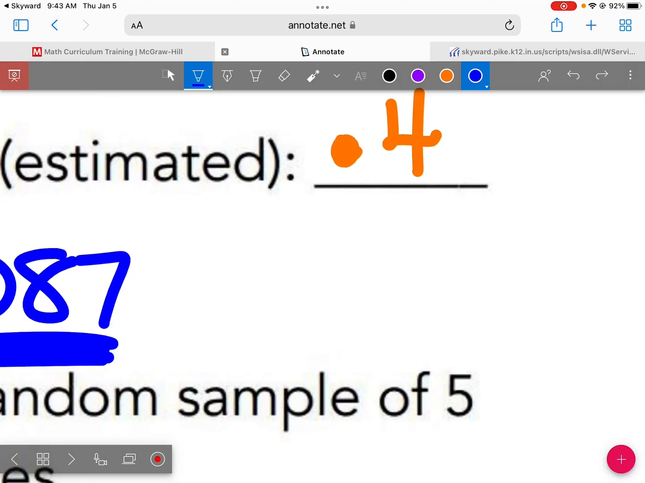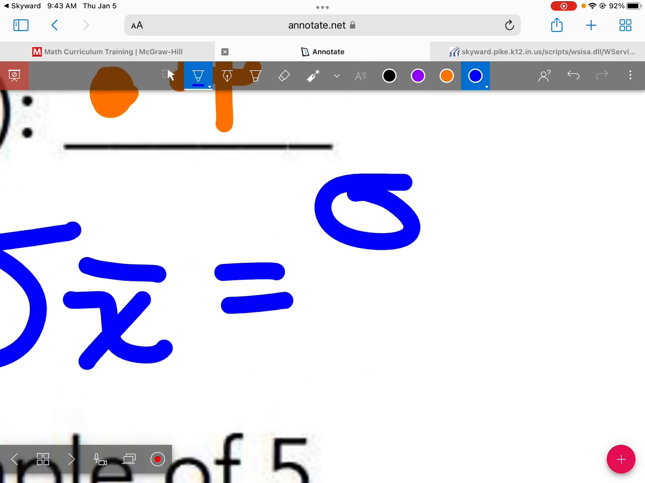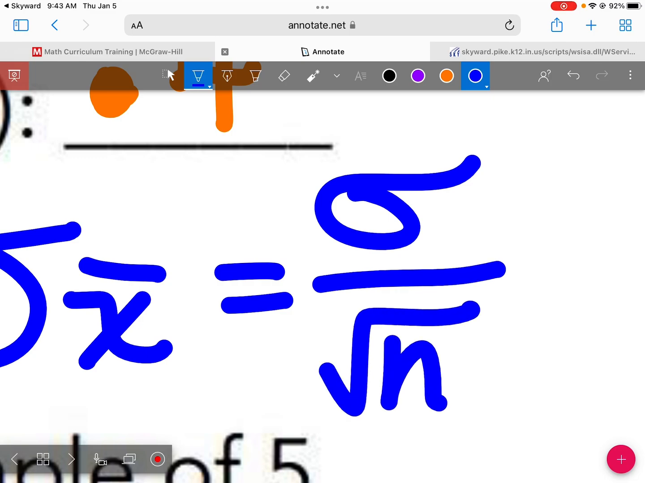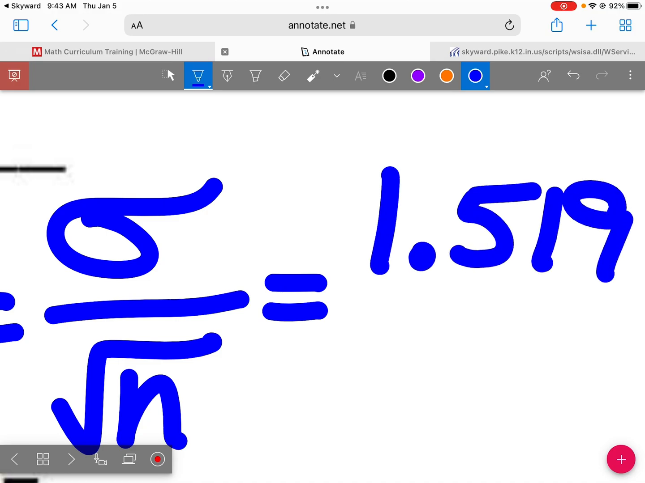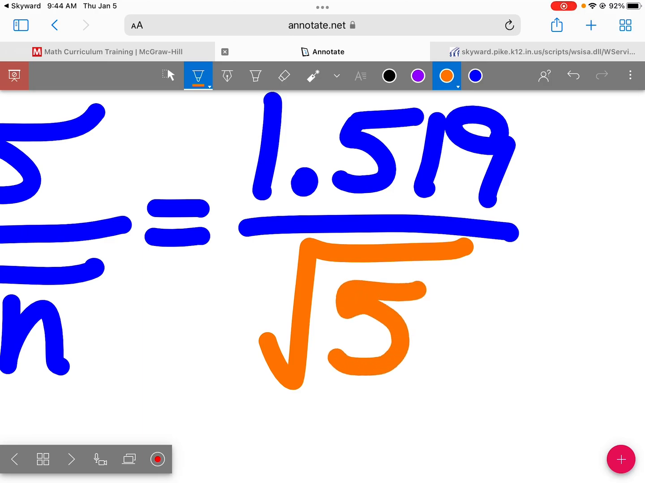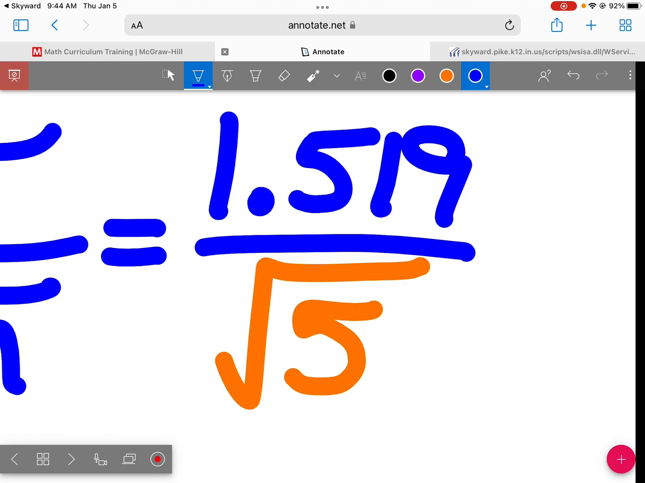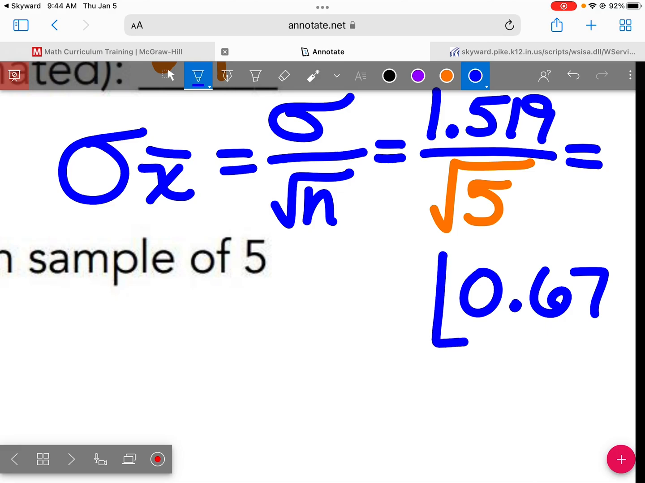For the standard deviation of x bar, we're going to take the standard deviation of our population and divide it by the square root of our sample size. What was the standard deviation of our population? 1.519. We're going to divide that by the square root of, how many were you guys picking out each time? 5. So that gives 0.67. We're going to pick up here tomorrow.